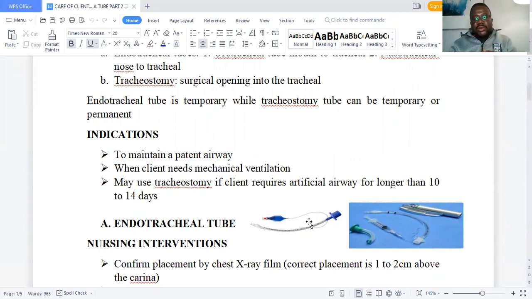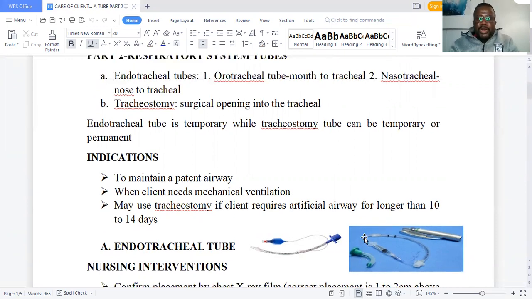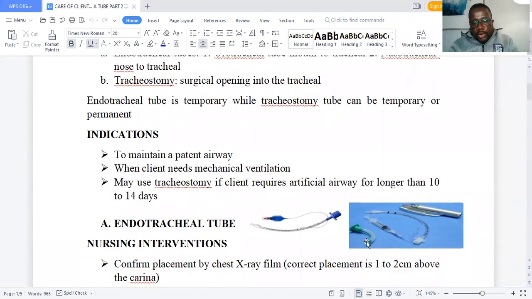Okay, this is how it looks like. There's a balloon here and here. So this is an airway. Okay, this one is the orotracheal tube. Yeah, this one goes from the mouth into the trachea. There's a syringe here, and this one is the nasotracheal. Okay, and then you have the laryngoscope here. You use it to open the airway to get access to the trachea.